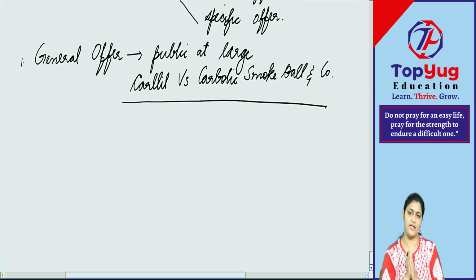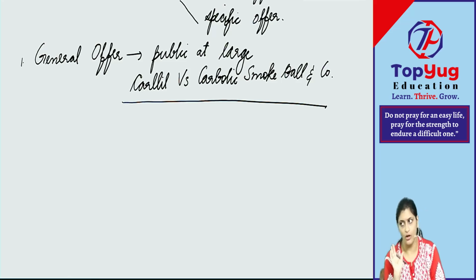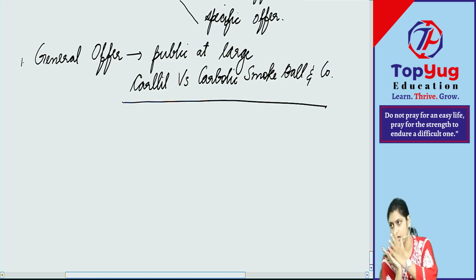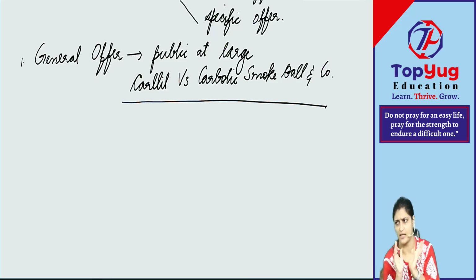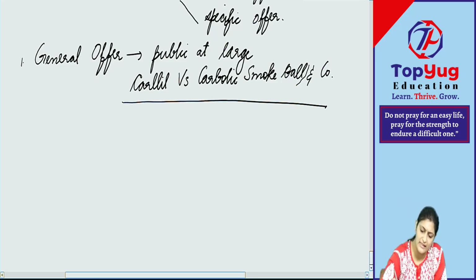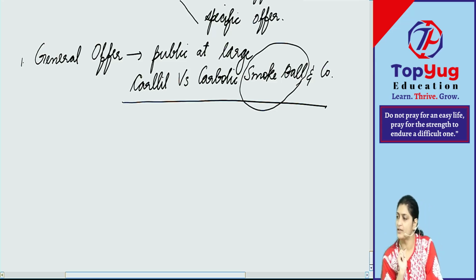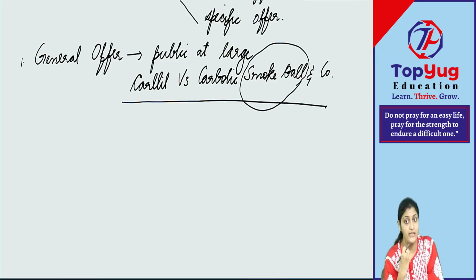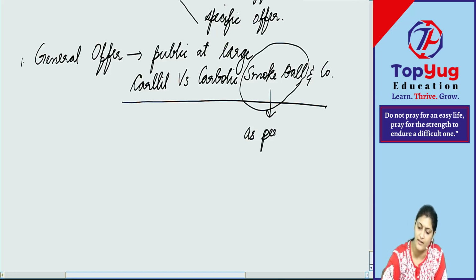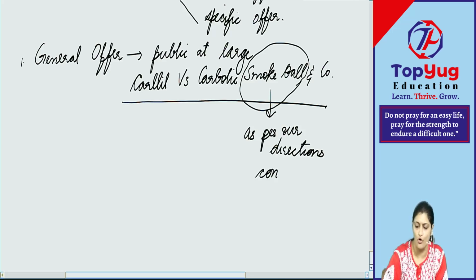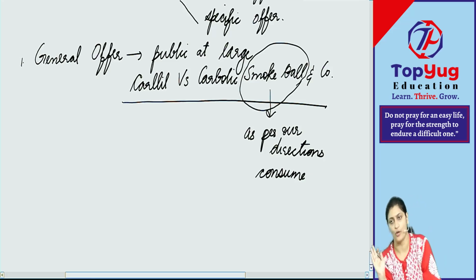Now I'll tell you the facts of the case. What happened here? There was a company, Carbolic Smoke Ball and Company. When this case came into existence, at that point of time there was rapid spreading of influenza, a type of flu, a type of disease. So this company came up with these smoke balls, and they claimed that anybody who consumes these smoke balls as per our directions will not get influenza.